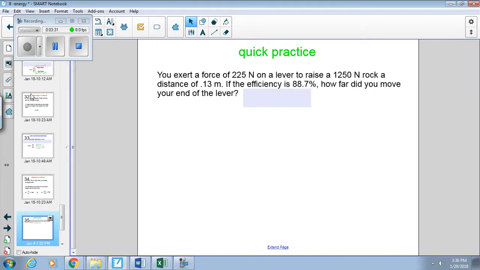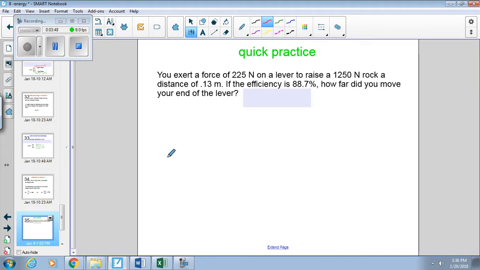Alright, so practice problem. This one is going to be a little bit lengthy. I'll try to do it as efficiently as possible. Little physics pun there. Okie dokie.